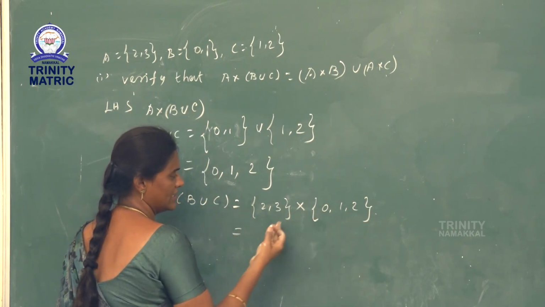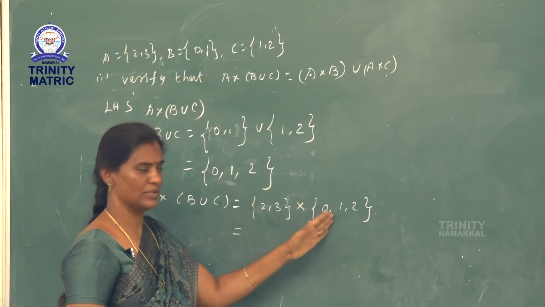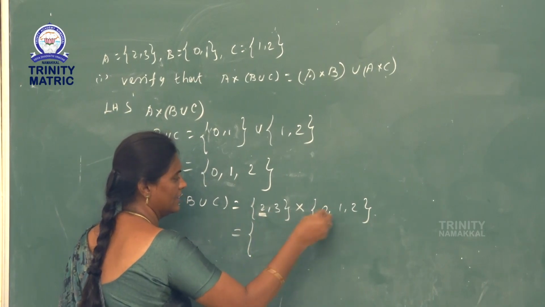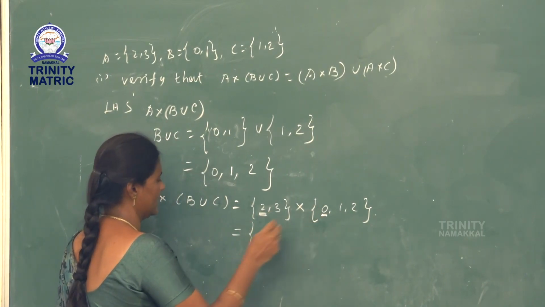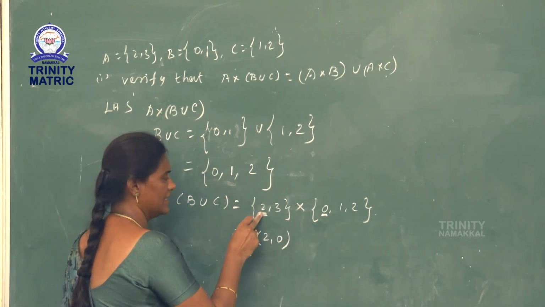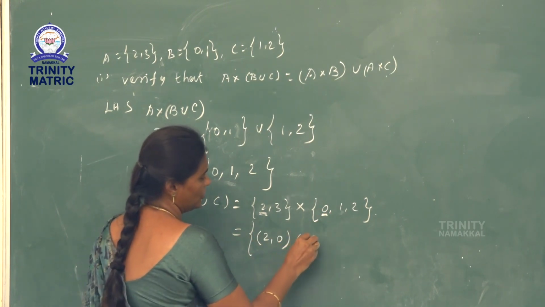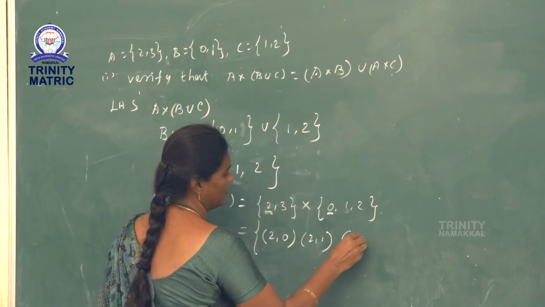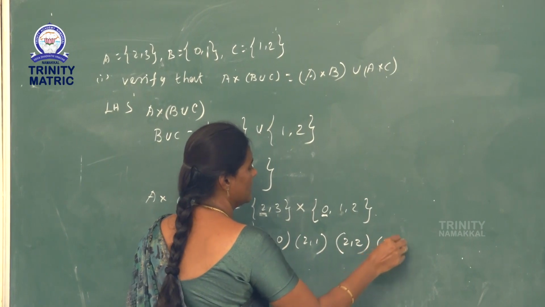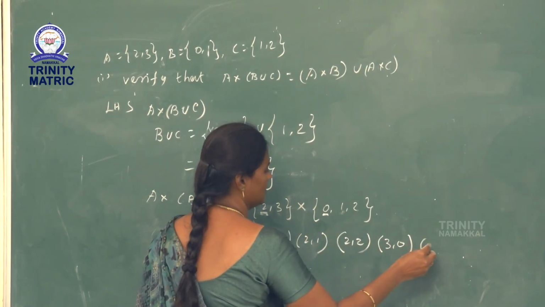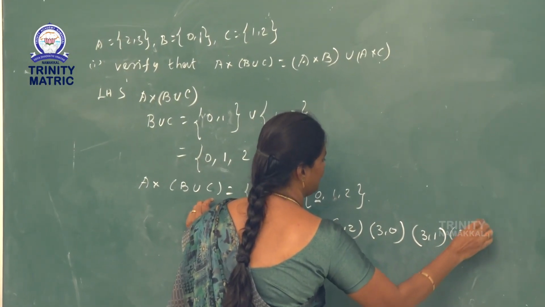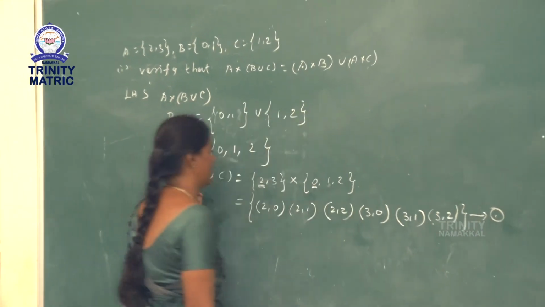Now, using the Cartesian product of these two sets, we write the ordered pairs. First we take the first element with the first element of B union C, that is, we write 2, 0. Then the first element with the second element, 2, 1. First element with the third element, 2, 2. Then we take the second element with the first element, that is 3, 0. Then second element with second element, then second element with third element. This is equation number 1.